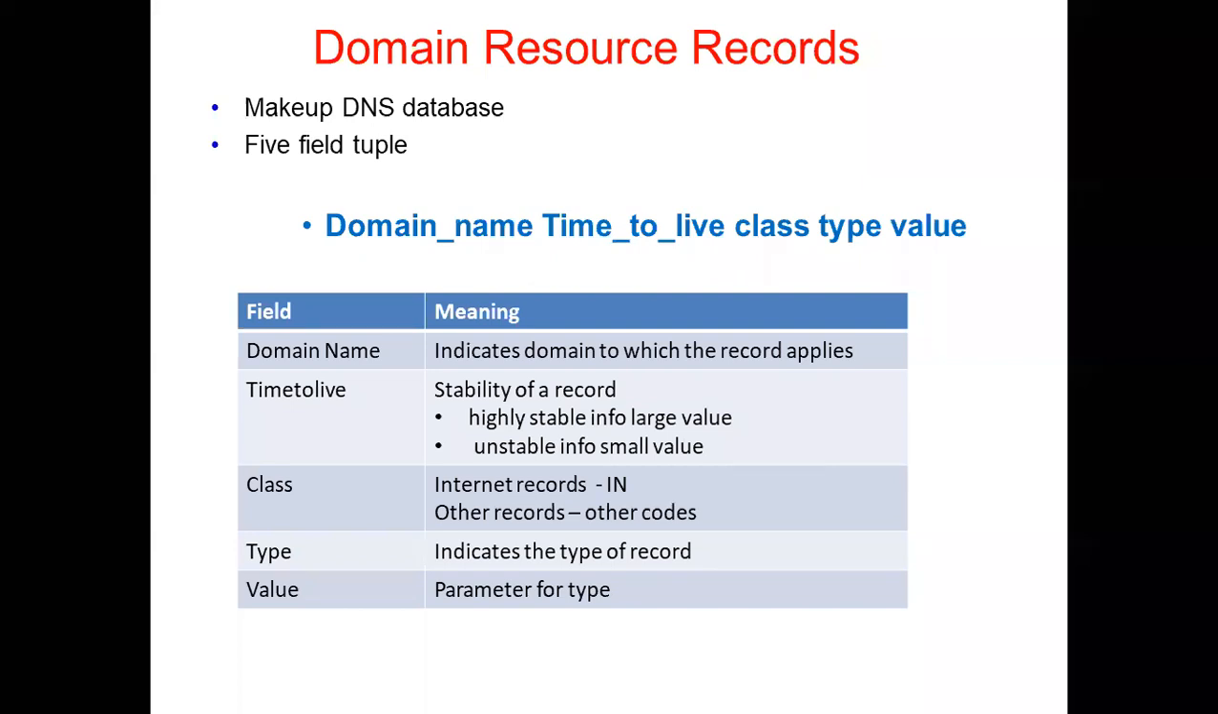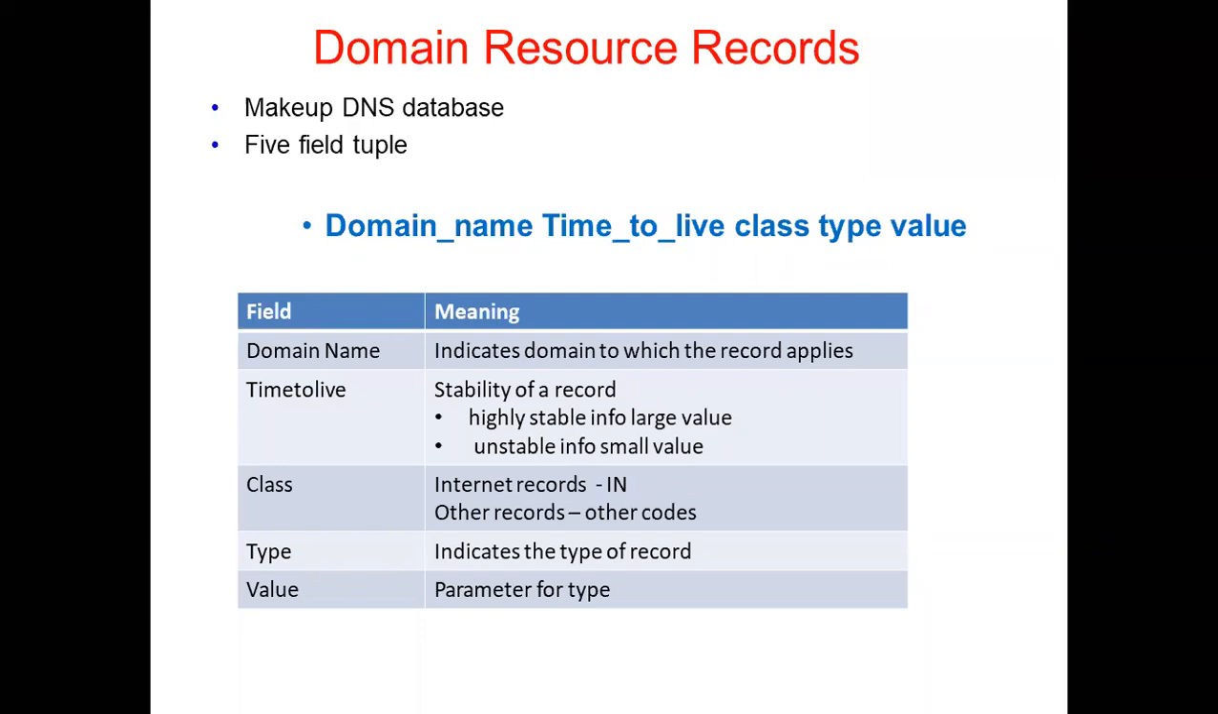Once again, I'll repeat. Suppose we want the IP address of a particular host, we send a query through DNS. What we send is the host name, and what we get back is the IP address. This particular query and response, the response that we get, is called a domain resource record. So all the domain resource records together make up a DNS database.